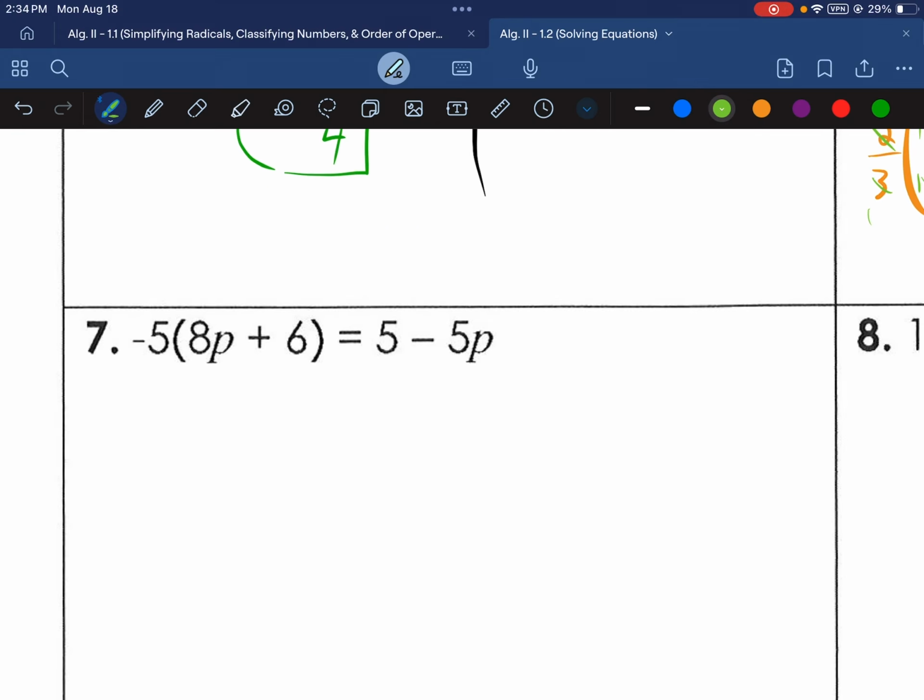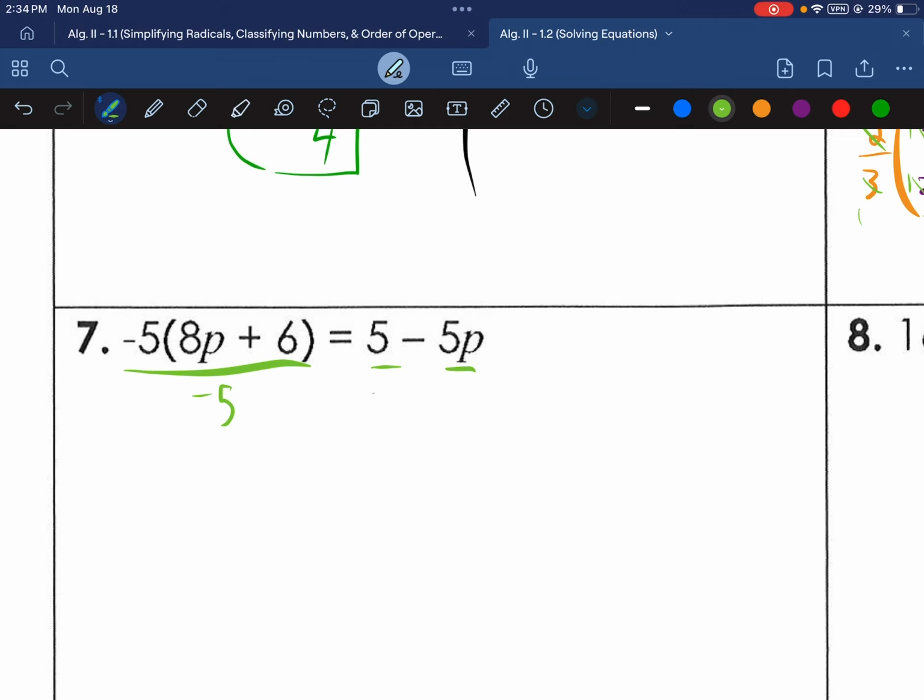On number 7, I could either distribute negative 5 right away, or I can divide by negative 5 right away. If I divide by negative 5 right away, however, since there's multiple terms here, I have to remember that I'm dividing every single term by negative 5. And on this problem, both 5 and negative 5 divide by negative 5 quite well. So I'm actually going to go ahead and take advantage of this opportunity to do that.